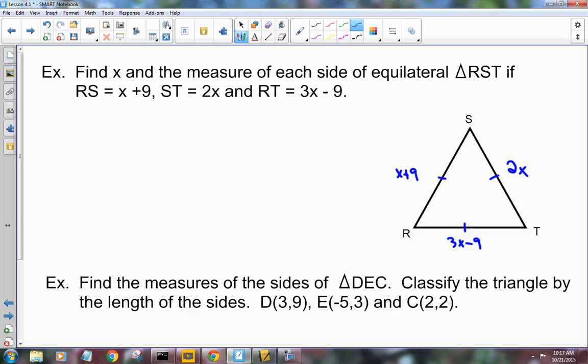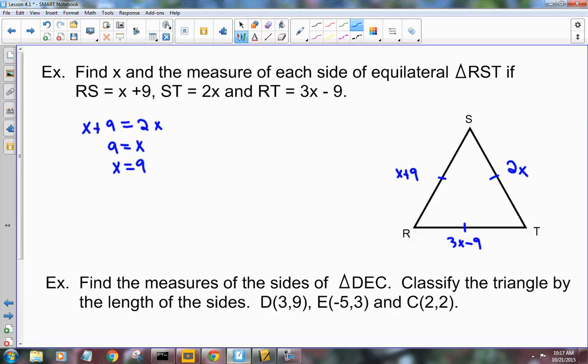Any two sides? Right. You pick any two sides because they're all the same. So you want to pick x plus 9 and 2x? Okay. So we're going to pick x plus 9 and set it equal to 2x. And if I solve for x, I end up with x equals 9.